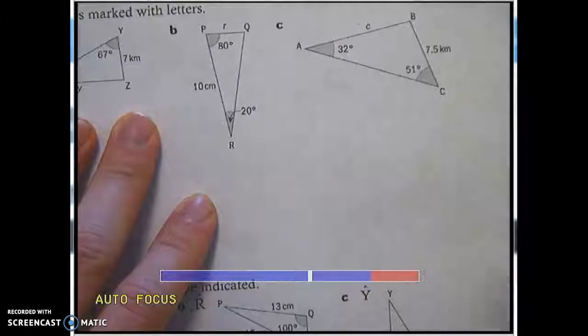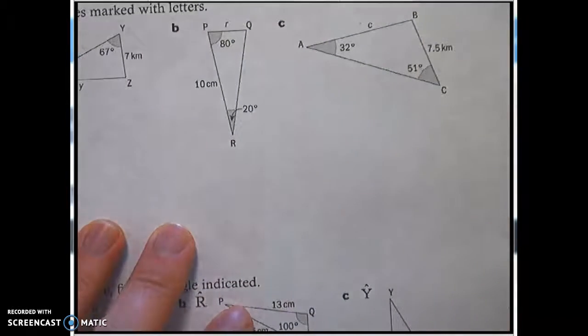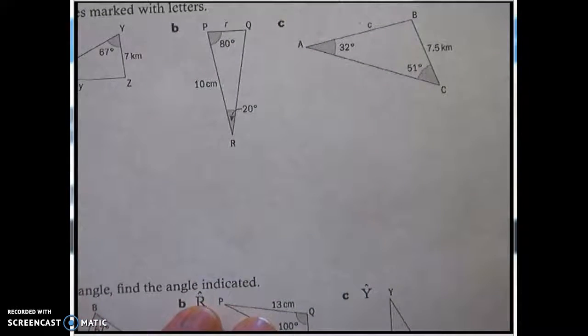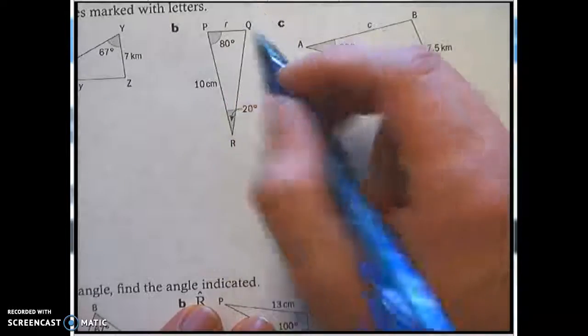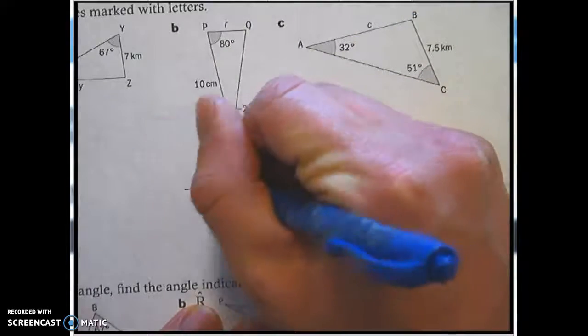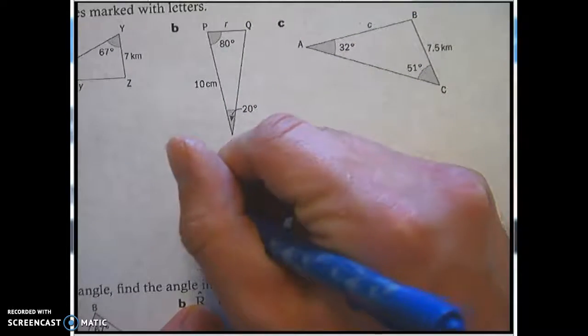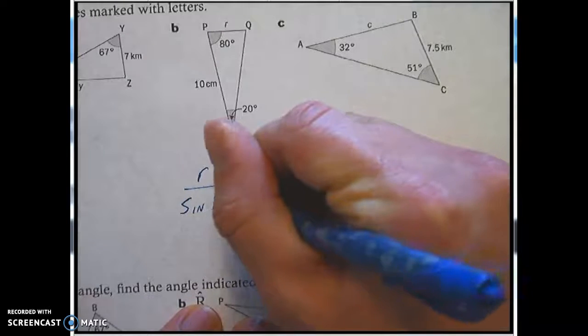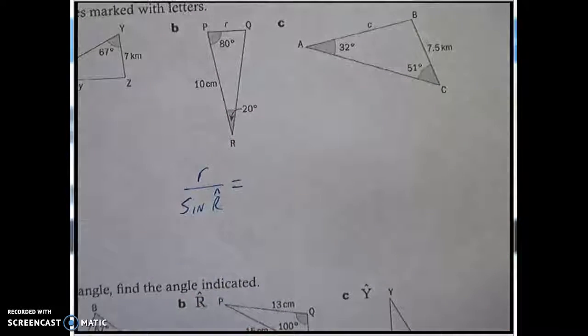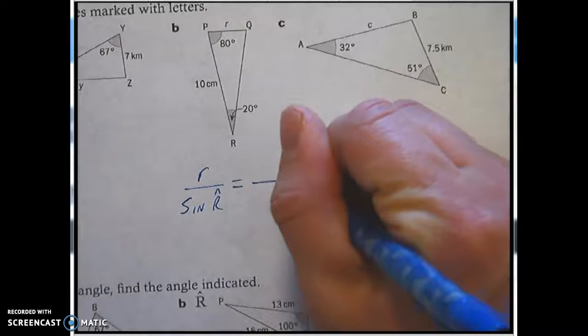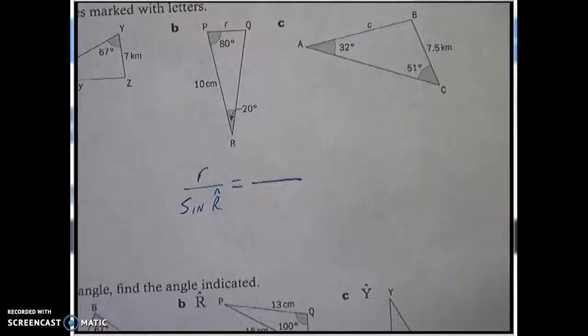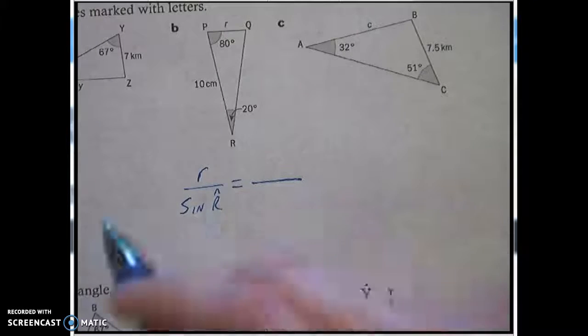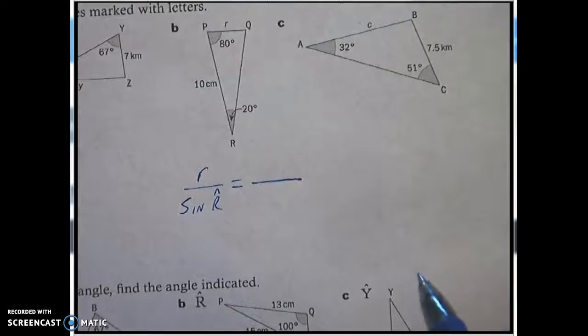We're supposed to find this r. Now, we're going to set up a proportion to do that, and we're going to always start with what we're trying to find, which in this case is the lowercase r. If we're looking for lowercase r, then we know we're looking for sine of angle R. Now, to get the other side of the proportion, we need to ask ourselves, which one, P or Q, do we have both the angle and the side?